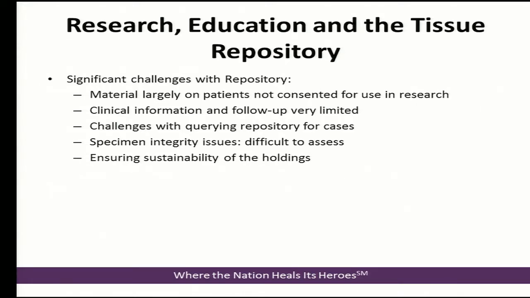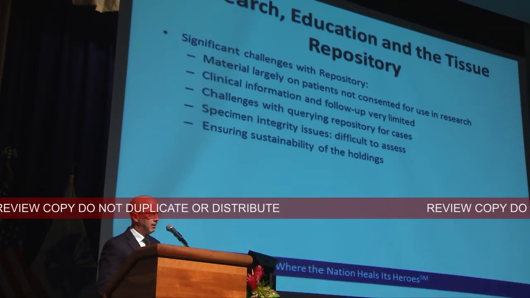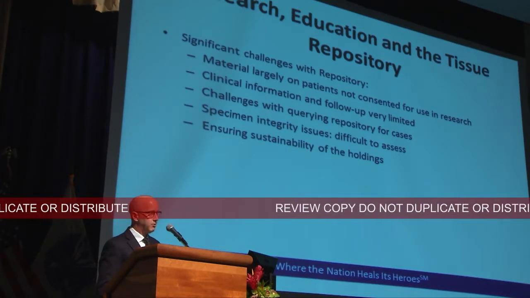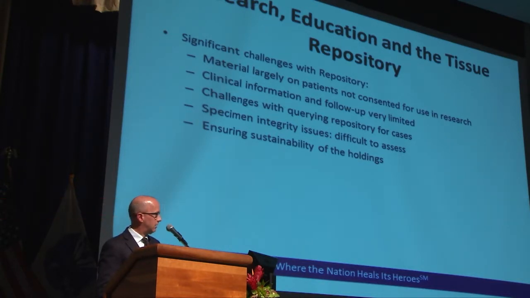A couple of significant challenges. Once again, the material that we have in our tissue repository is on 7.2 million patients. These patients were not consented for use in research. Our clinical information is oftentimes very limited, and follow-up is either non-existent or not available. Since our material goes back to 1917, it occupies 42,000 square feet of space up on the Forest Glen campus, and if you walk in there, you'll see why it can be a challenge to actually find the material.